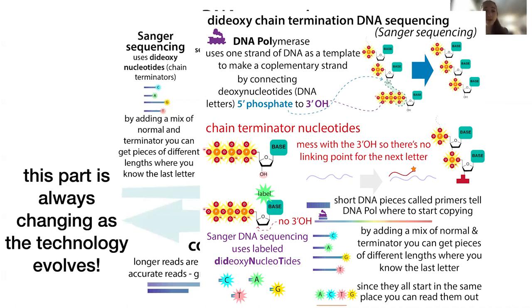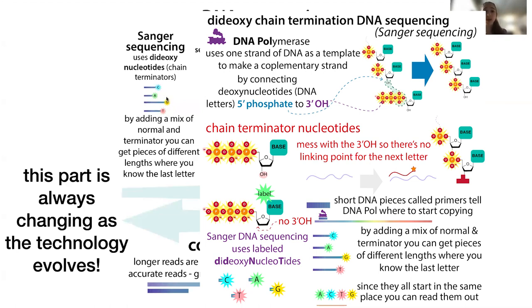But we're going to fool the DNA polymerase by adding some DNA letters that are chain terminators, these dideoxynucleotides, where if the polymerase incorporates one of these, now it can't incorporate any others. And these dideoxynucleotides are also going to be labeled. So if we separate all those pieces by size, and we started copying at the same place, now if we read out the last letter and we know how big the piece is, we can then read out the actual sequence at the end.